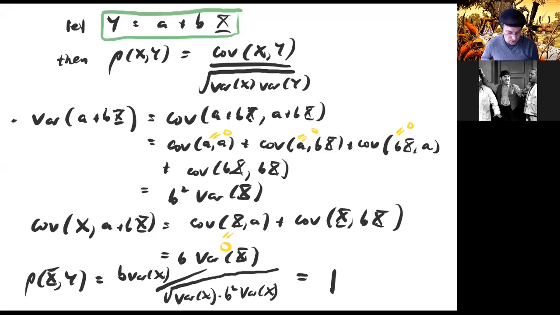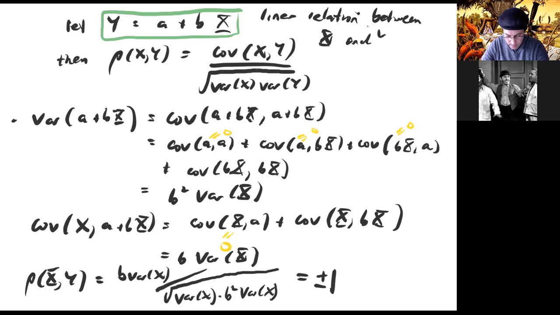Actually, that's not quite true because it depends upon the sign of b. If b is negative, you'll get -1. So the answer is plus or minus 1. So if there's a linear relationship between X and Y, the conclusion is that the correlation coefficient is plus or minus 1.